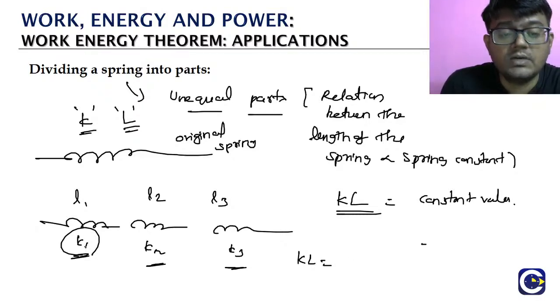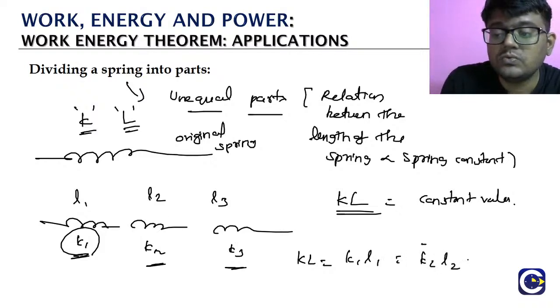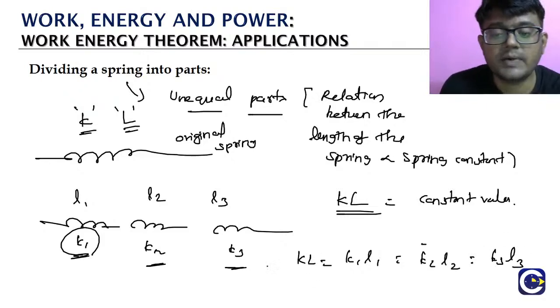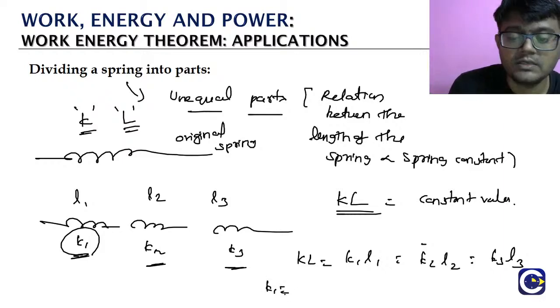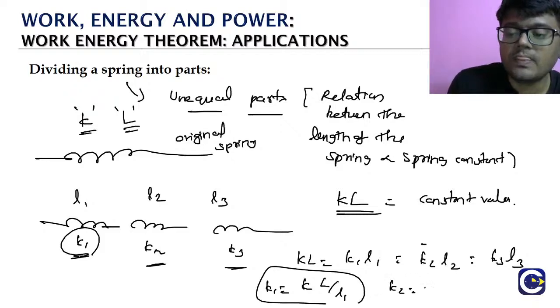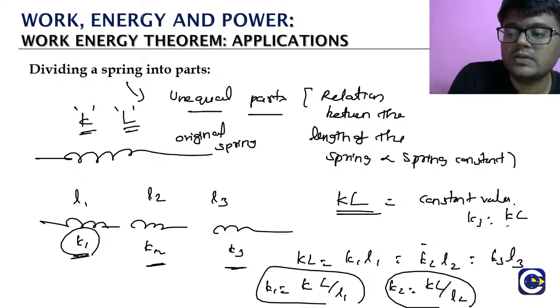Part 1: constant k1, length L1. Part 2, part 3 likewise. If we want k1, k1 will be k into capital L by L1. Similarly k2 is k into capital L by L2. And k3 is k into capital L by L3.